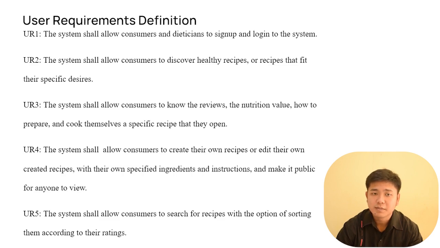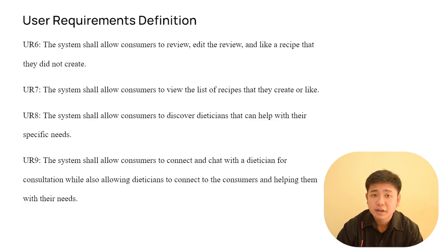User requirement 3 is about the viewing of recipe details by consumers. User requirement 4 is about the recipe creation process. User requirement 5 is about recipe searching. User requirement 6 is about the liking of recipes created by other consumers and the editing of recipes and reviews.